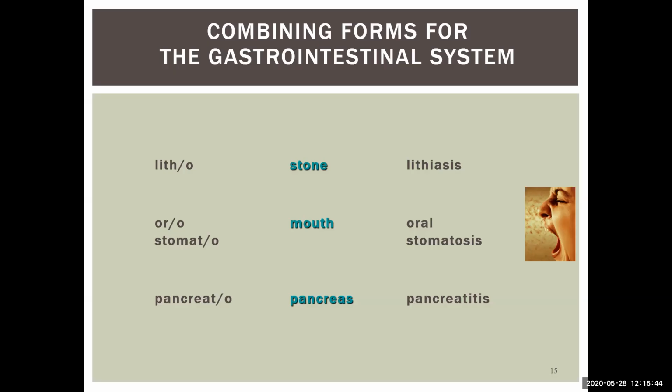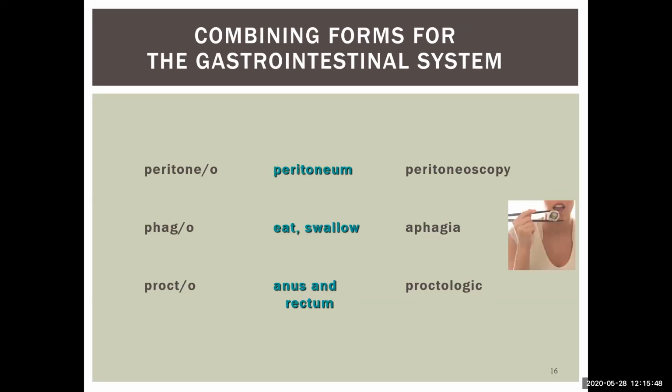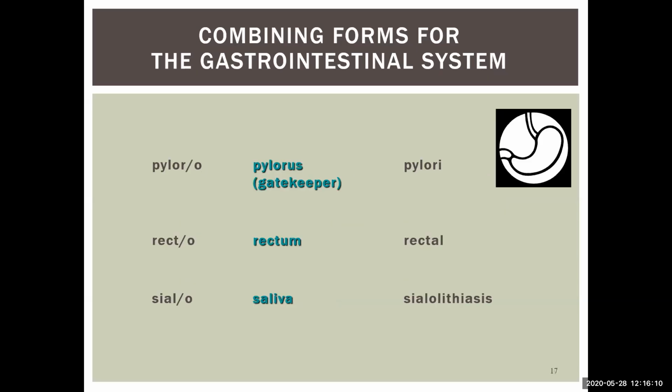Pancreas, pancreatitis, which could be very painful inflammation of the pancreas. Perito is a peritoneum, peritoneoscopy, be looking into the peritoneal cavity. Phago is to eat or swallow, so aphagia would be not being able to swallow. Procto is the anus or rectum, so proctologic is pertaining to the study of the anus or rectum.